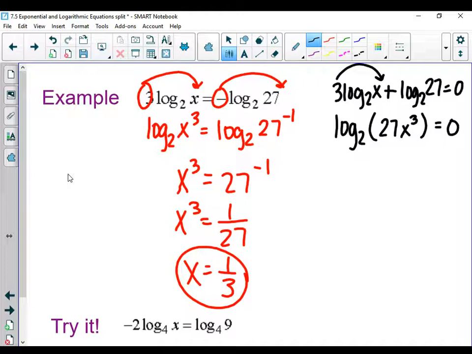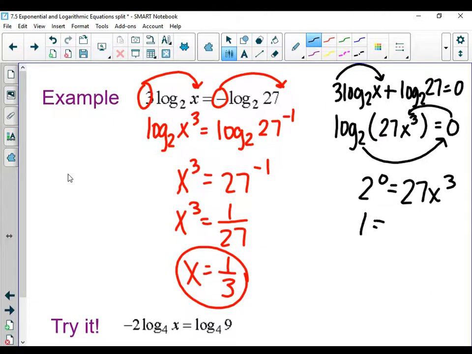So if I go around the world, I get 2 to the 0 equals 27x cubed. Anything raised to the 0 power is 1. And we're right at this step. Okay? So either way you want to approach the problem, go for it. It might surprise you which way you choose on the test. You might be like, oh, that first way makes so much more sense to me, and then the test comes and you create this. And that's totally fine too.